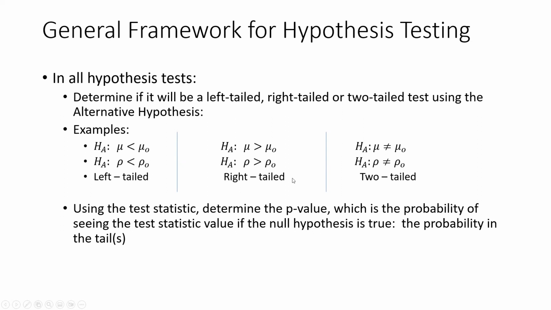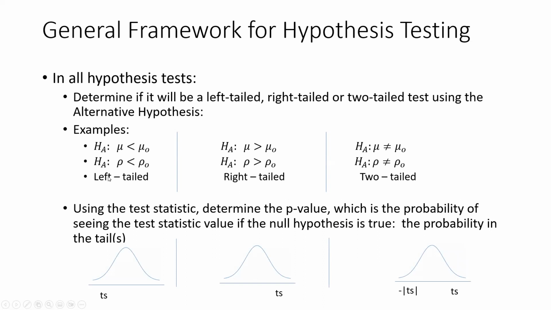Once you've identified which tail your test is, and you calculate the test statistic, you get an automatic secondary check on whether it's left-tailed or right-tailed. If it's two-tailed, you just have to know that that goes with the not equal to symbol. But if it's left-tailed or right-tailed, you're going to use the test statistic to determine the p-value, which is the probability of seeing the test statistic value if the null hypothesis is true. And this is the probability in the tails.